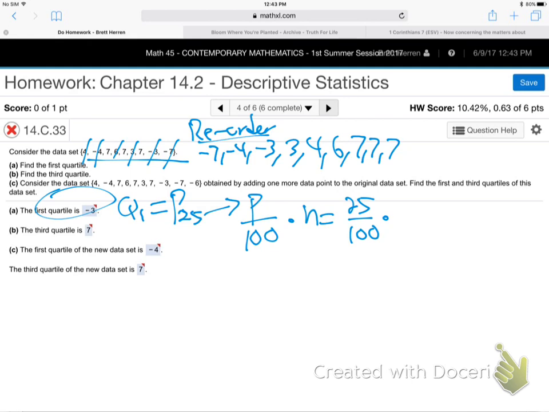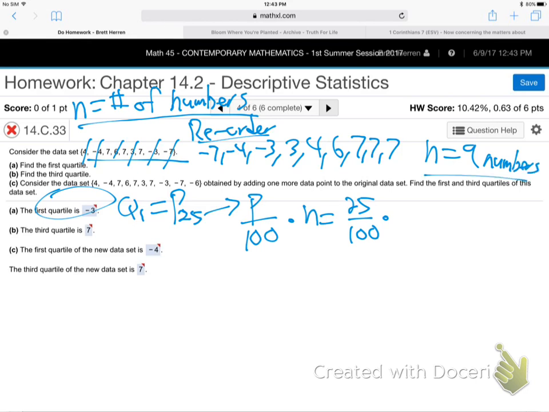What is N? What is N in all this chapter? Number of numbers. Yeah, N will always equal number of numbers. N is the number of numbers. How many numbers are there? Yeah, 9, huh? N is 9 numbers. So that's 25 over 100 times 9, which is, work that out, it comes out 2.25.